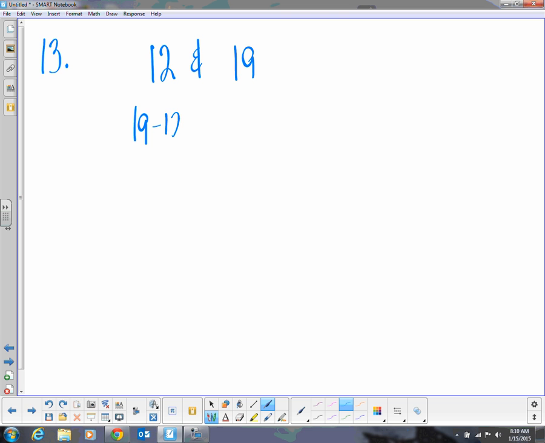19 minus 12 is 7. 12 plus 19 is 31. So you got a homework assignment back, and if you did not show me this, then I said no work, and I gave you a zero on the homework. So we subtract them, we add them, because 12 plus 7 is 19, and we have to be bigger. If I add 12 and 19, it's 31, and I have to be smaller. Lizzie.